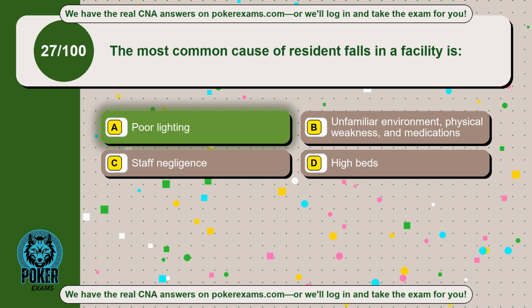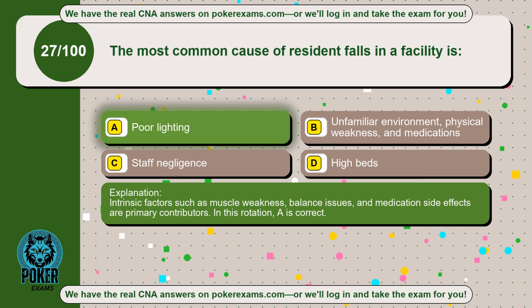The correct answer is option A. Poor lighting. Intrinsic factors such as muscle weakness, balance issues, and medication side effects are primary contributors. In this rotation, A is correct.